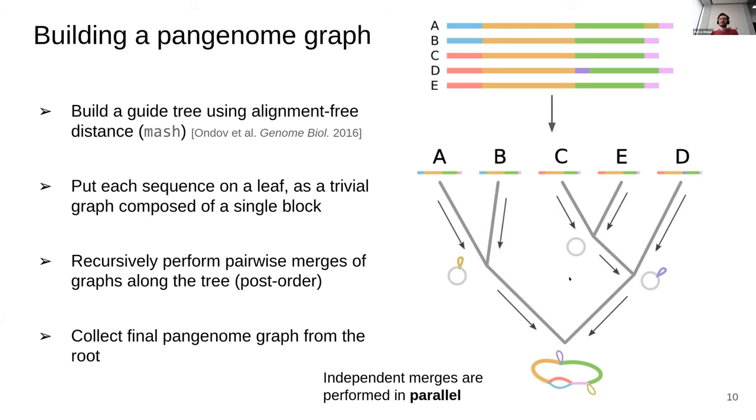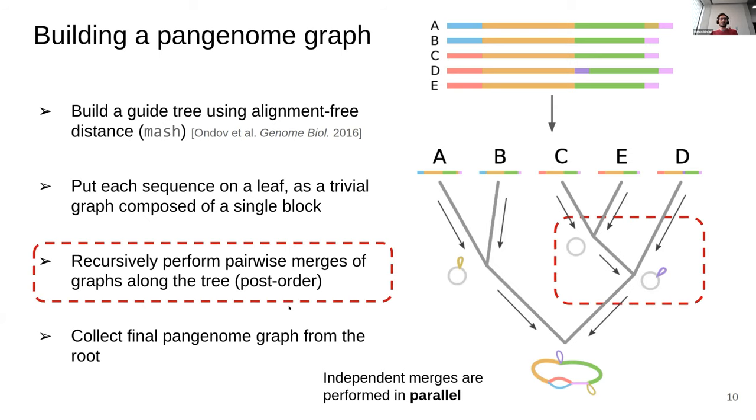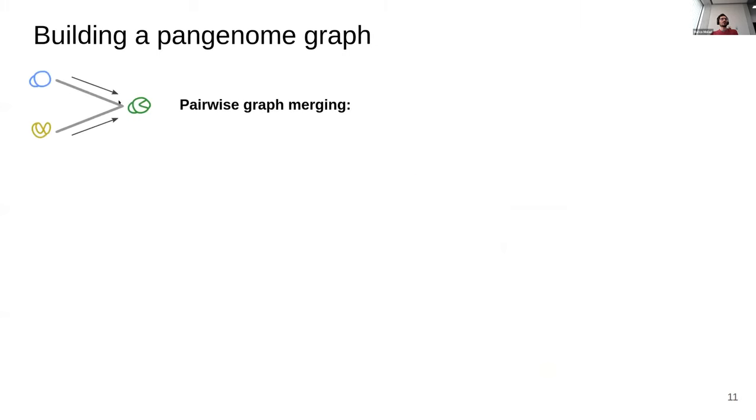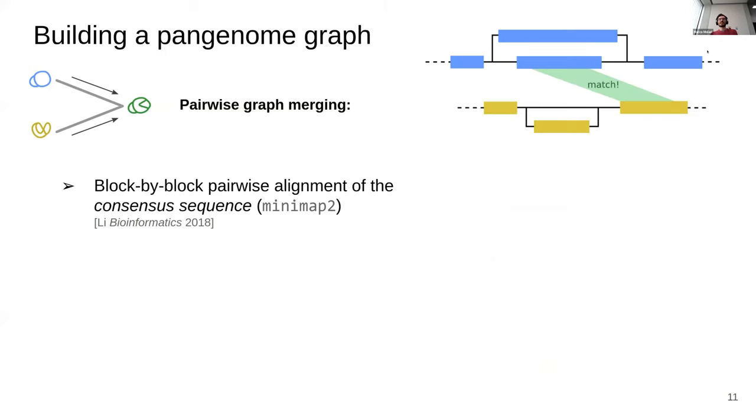But really, the interesting part is happening at this level, at the merge of two graphs along the tree. So I can explain in a bit more detail how we merge two graphs. You can imagine that on two branches of this tree, I'm collecting two graphs, the blue and the yellow one, and I want to merge them into a new green graph. Each of these two graphs, the blue and the yellow, will have blocks. So these are what I was telling you about before, these alignments of homologous regions. What we do is we run a pairwise alignment of every block against each other using the consensus sequence of each block. In our case, we use minimap2 as a tool to perform the alignment.